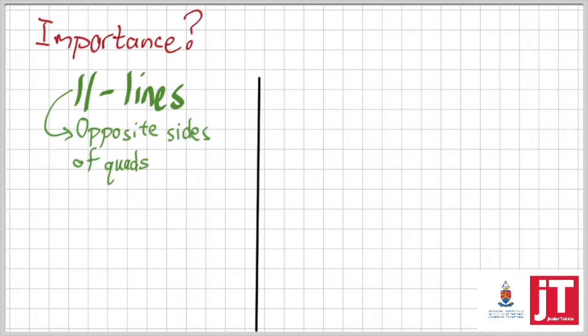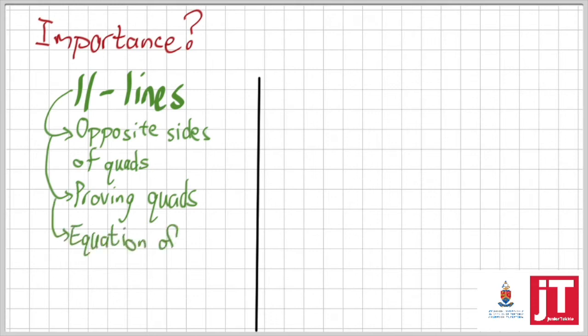So therefore I can use gradients. Also, I could use them to prove quadrilaterals. So they could say, prove this is a parallelogram, for instance. Or I could be asked to use parallel lines to get the equation of a straight line. But all of these things will be discussed in the upcoming videos. So just hang on, we are going to get there.